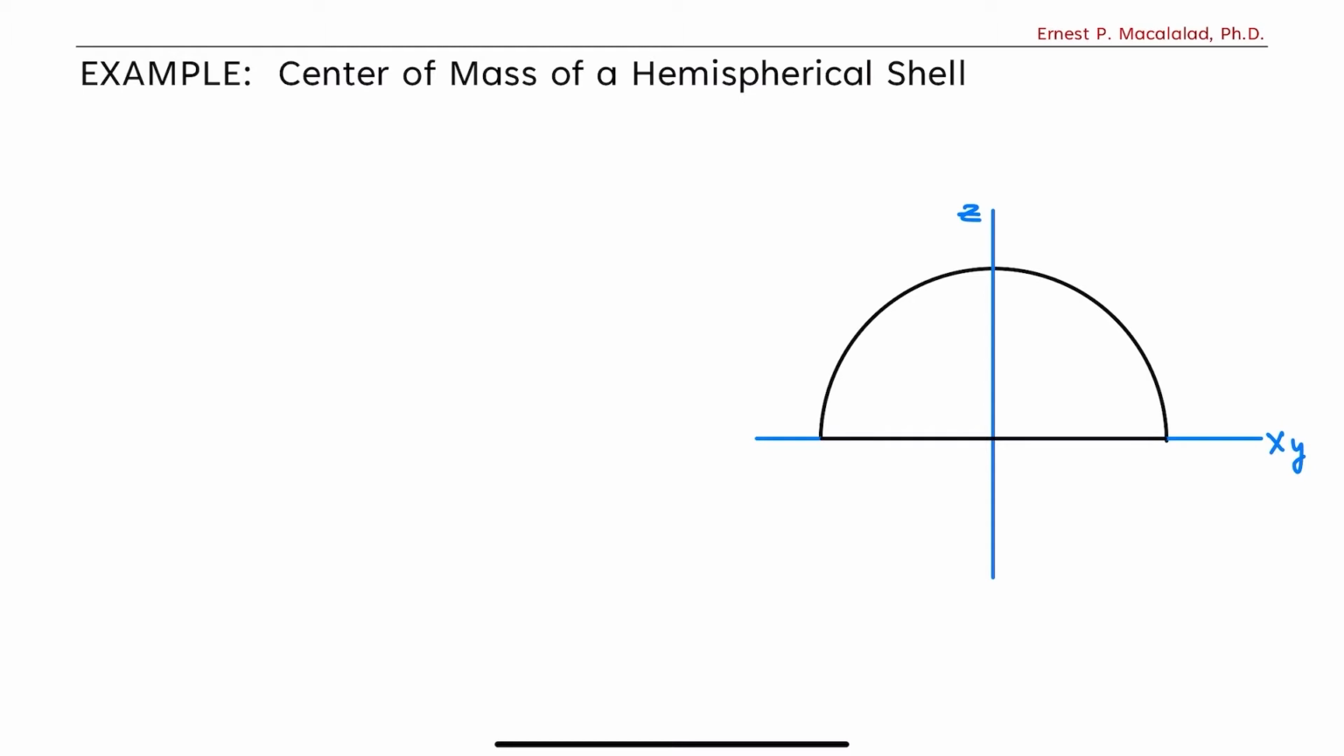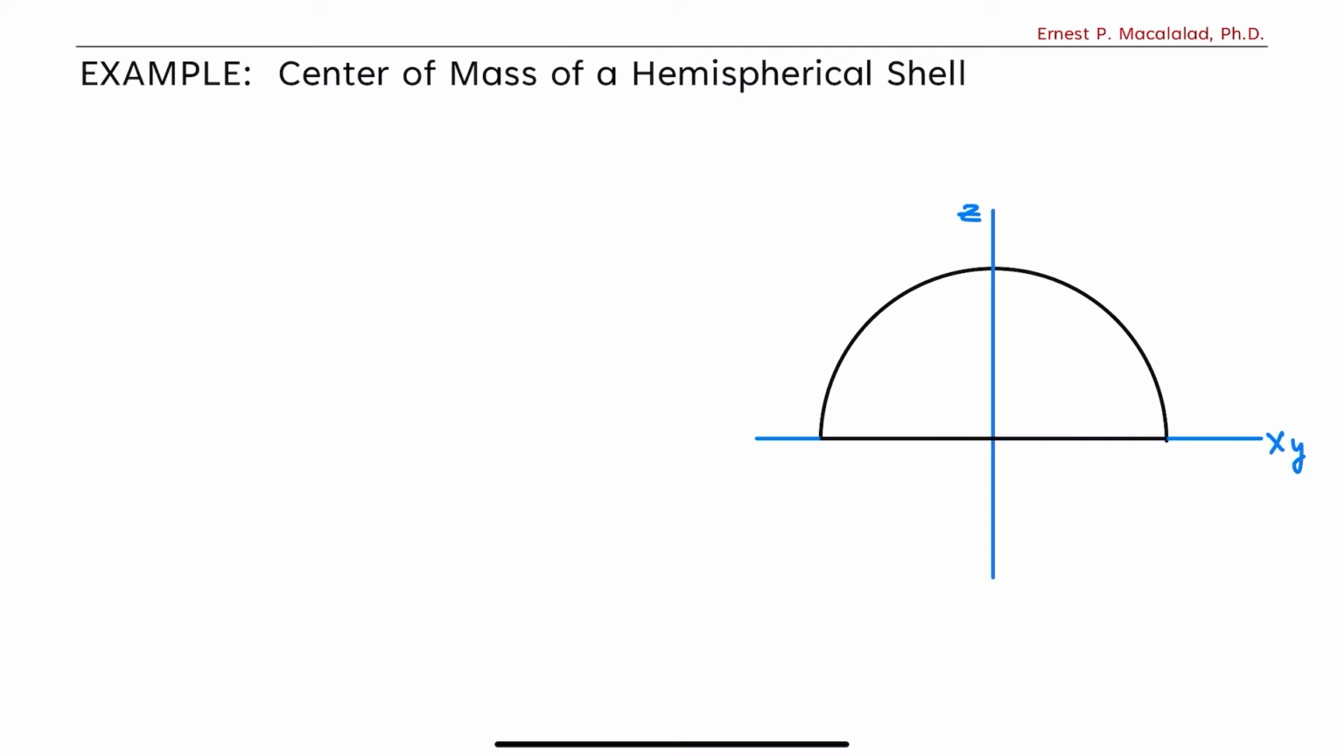Today we're going to solve an example on how to calculate the center of mass of a hemispherical shell. If we have a hemispherical shell, it means that the inside part of this hemisphere is empty. So the mass is concentrated on the shell, on the surface. So this is an example of a two-dimensional problem.